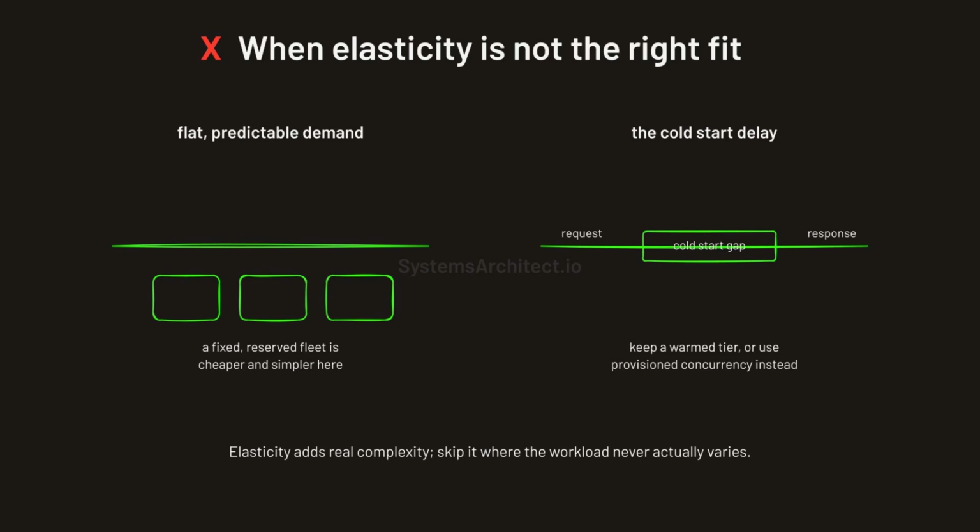What's the catch with serverless elasticity? Serverless elasticity brings cold starts. That is a real latency cost for the first request after a period of idleness. Latency-sensitive paths may need a warmed, always-on tier instead. Elastic systems are also genuinely harder to load test. The thing you are testing keeps changing shape mid-test. For those cases, lean towards simpler fixed capacity, or use provisioned concurrency to remove the cold start specifically.